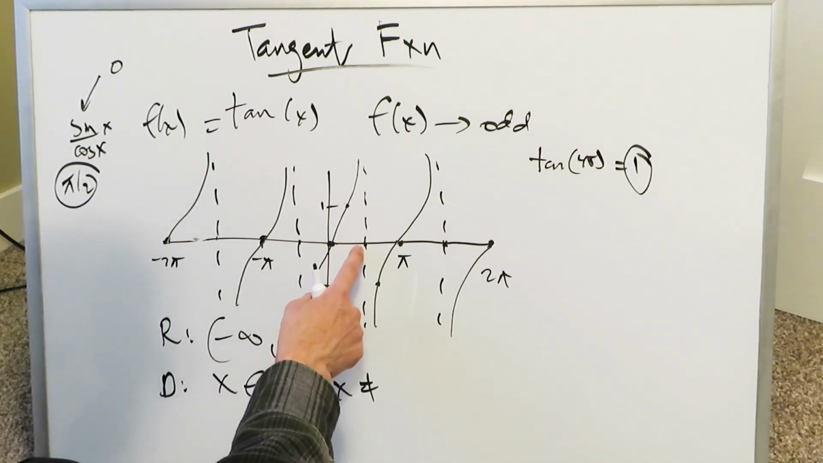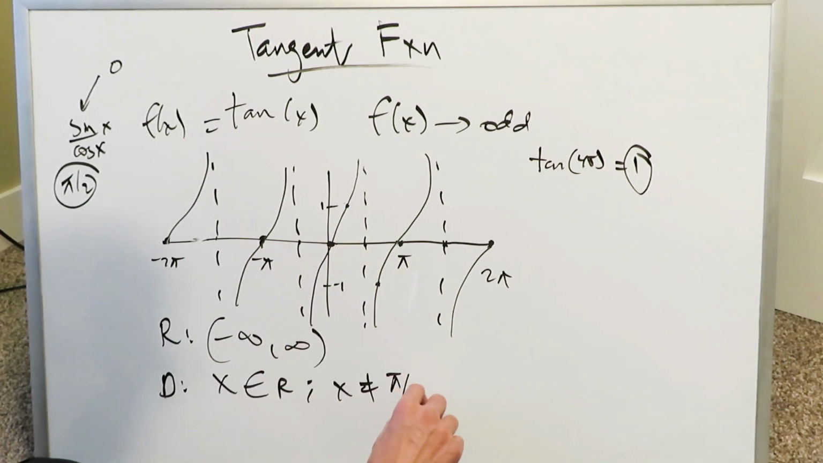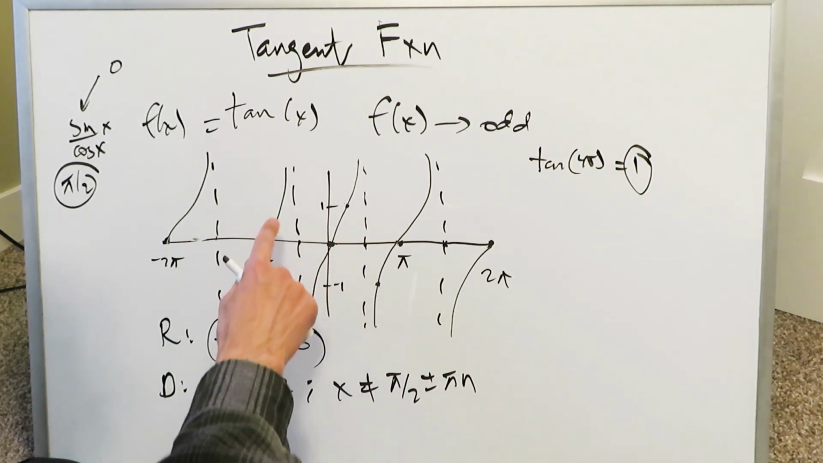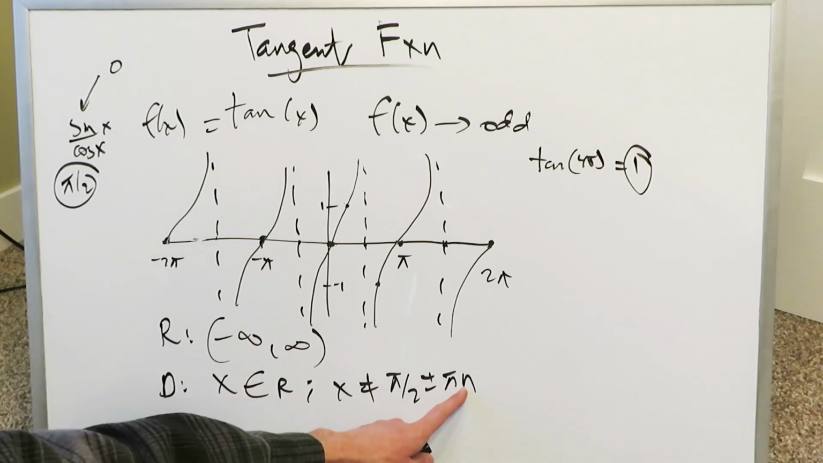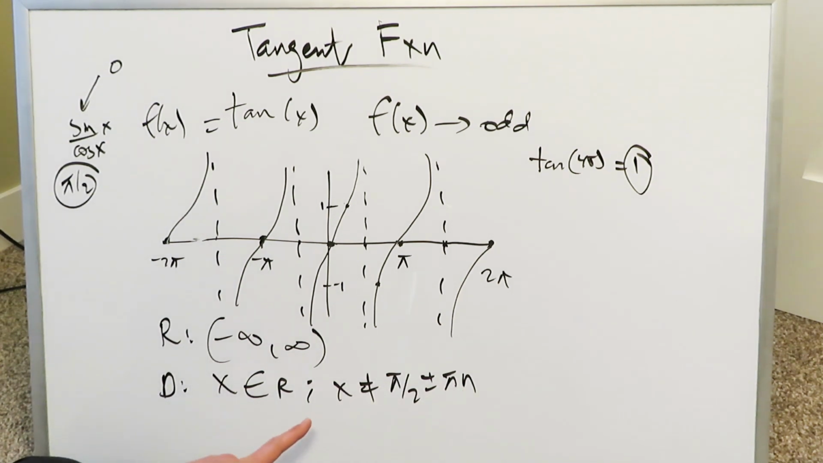I'm seeing a vertical asymptote here at 90, pi over 2, but then the next vertical asymptote is 270 or minus 90, plus or minus pi n. That right there is either 180 on this side or 180 on this side, by multiples of pi, and you'll always hit the vertical asymptotes, and those will be your exceptions. Beyond these exceptions, any x-axis value will be in your domain of the tangent. That right there is your tangent function.